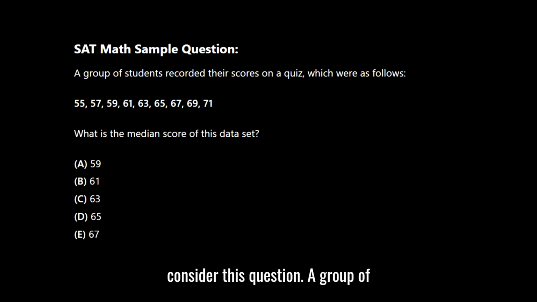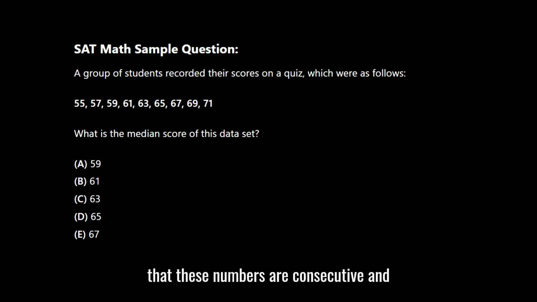Now consider this question. A group of students recorded their scores on a quiz, which were as follows: 55, 57, 59, 61, 63, 65, 67, 69, 71. What is the median score of this data set? How would you solve this? The given data set is 55, 57, 59, 61, 63, 65, 67, 69, 71.